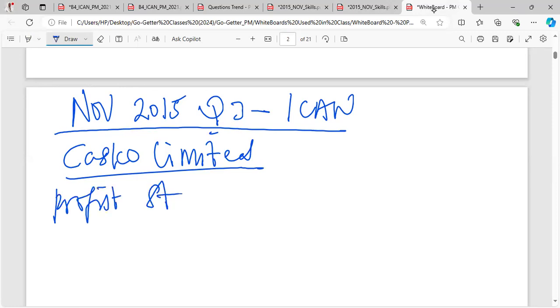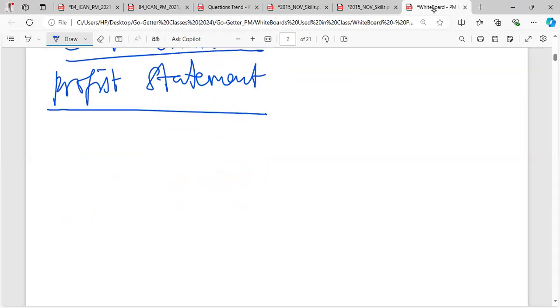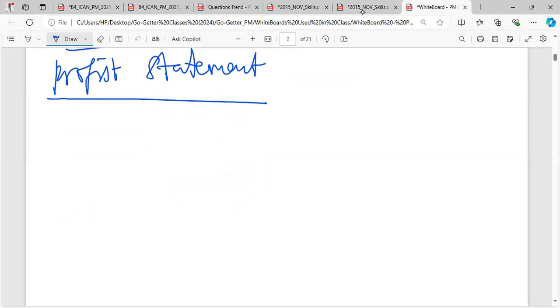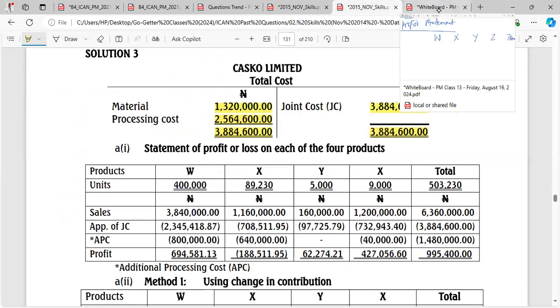Profit statement. So what are the products here? W, X, Y, and Z. We have W, X, Y, Z, and total. Okay, so that's it.